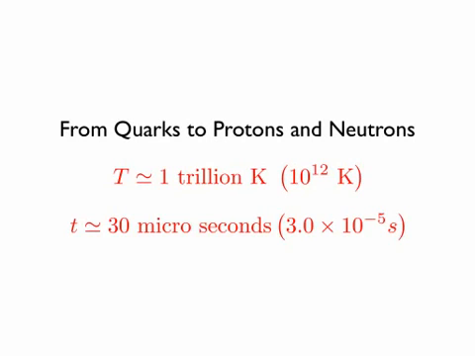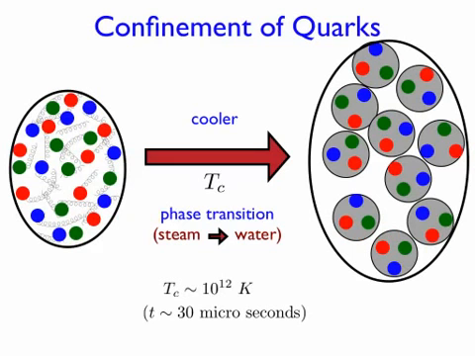So first, we go back to how we get from quarks and gluons to protons and neutrons. And this again is when the universe is 1 trillion degrees Kelvin, 30 microseconds after the Big Bang. So basically, as the universe expands, of course they had to make it, it's going to grow much bigger than this in this time, but it's just a nice little picture.